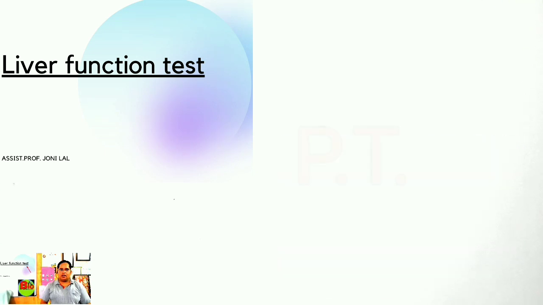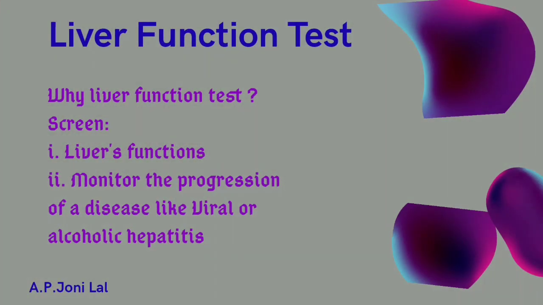like prothrombin time, activated partial thromboplastin time, albumin and bilirubin analysis that may be direct or indirect. Now why a liver function test? So it screens the liver's function and also monitors the progression of a disease like viral or alcoholic hepatitis.